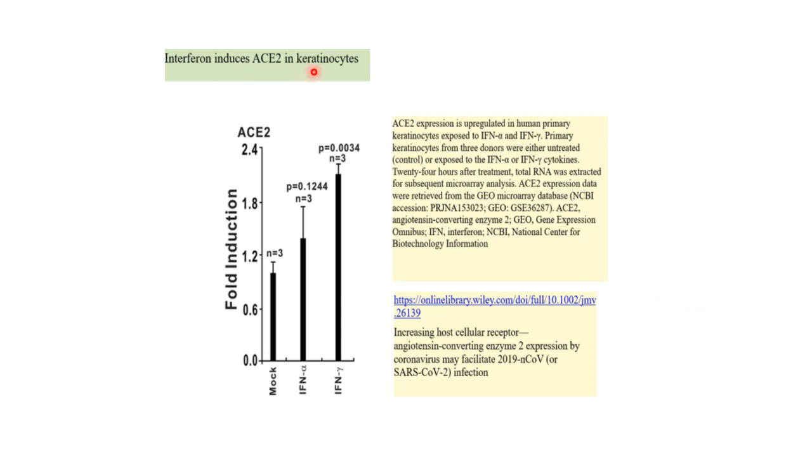Interferon induces ACE2 in keratinocytes. So if you look at keratinocytes, with no interferon, interferon alpha, or interferon gamma, there is ACE2 induction. What we must remember is interferon alpha is the one we discussed. Interferon gamma is produced by immune cells.